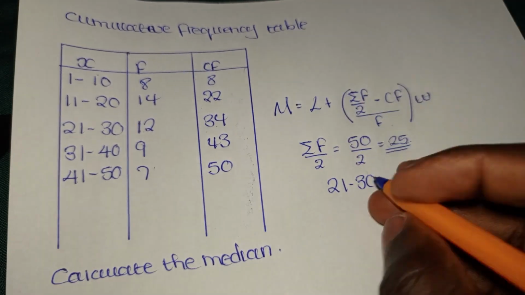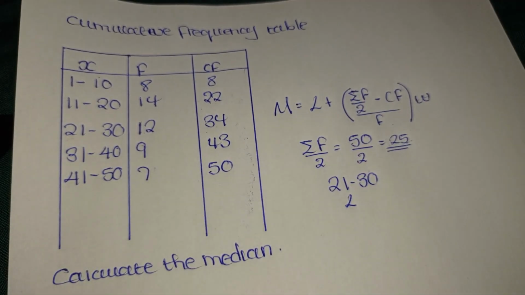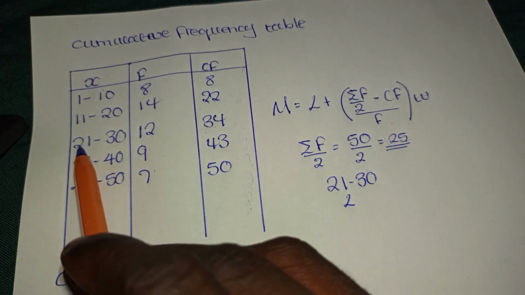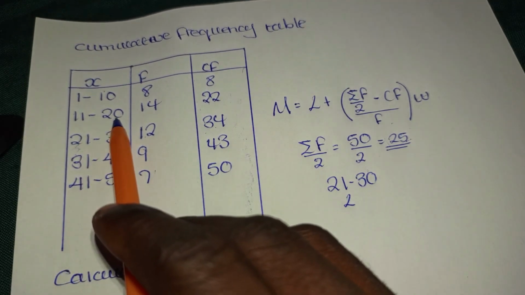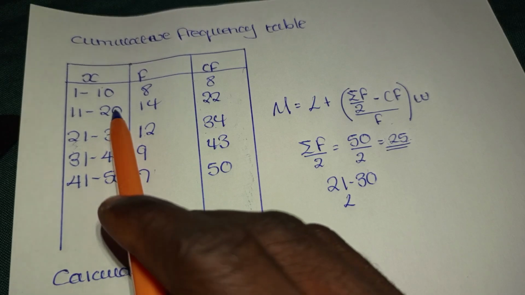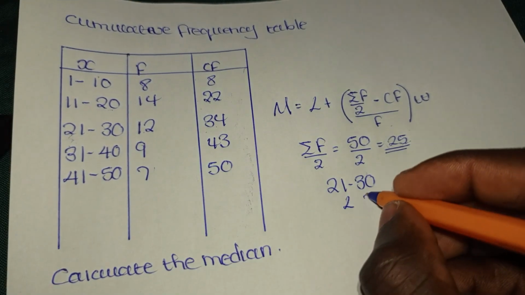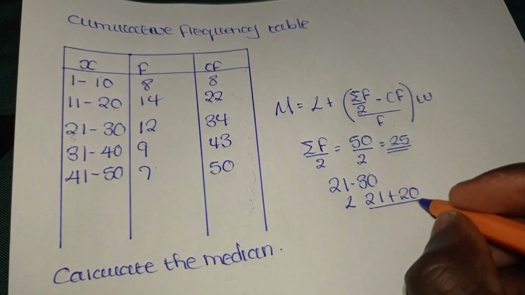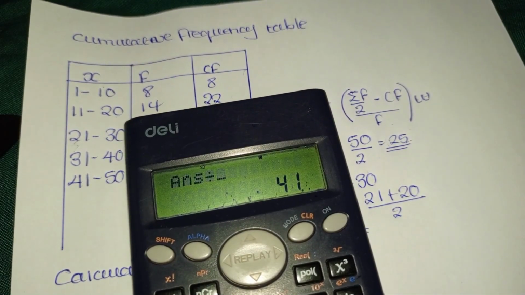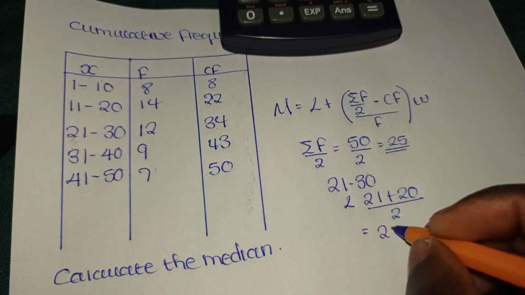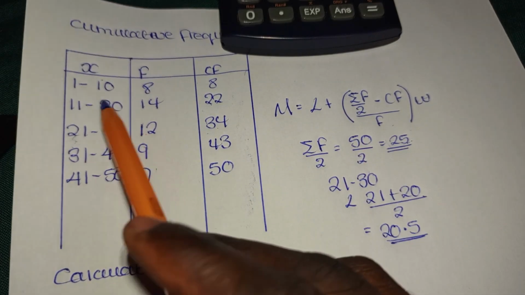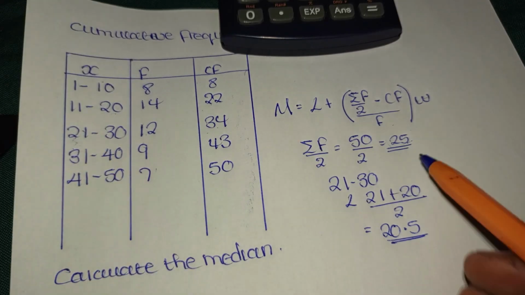Then to find the lower boundary, you always add the lower interval of the median class to the upper interval of the class which is not our median, but the one before the median class, in this case the 20. So you add 21 plus 20, then you divide this by 2. You get 20.5. This is how you calculate the lower boundary.